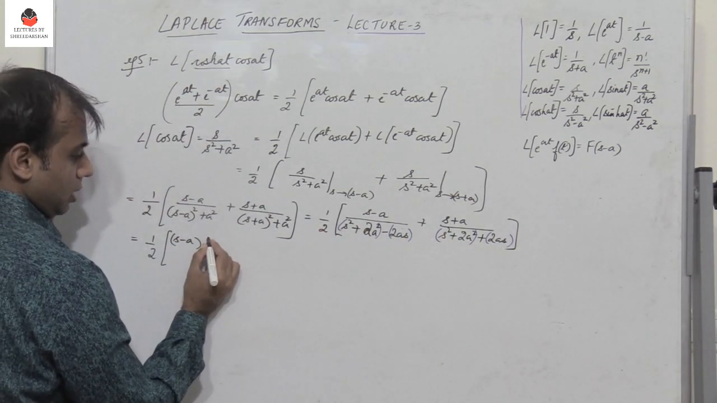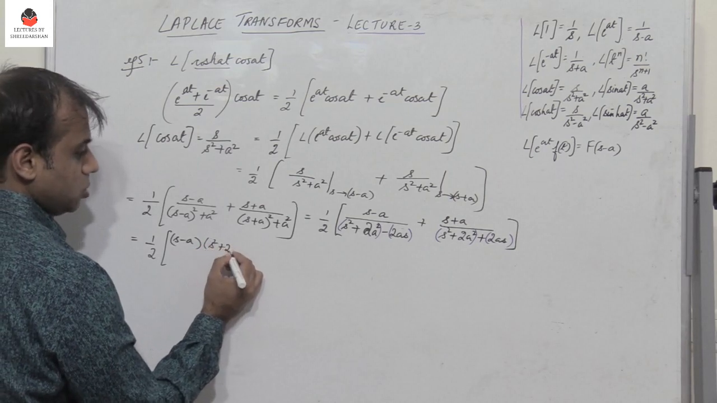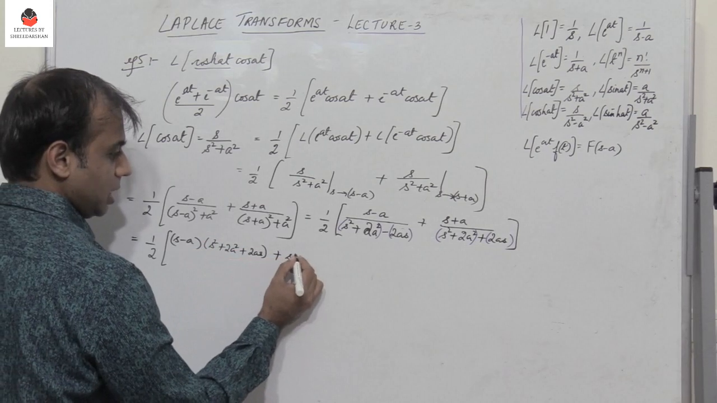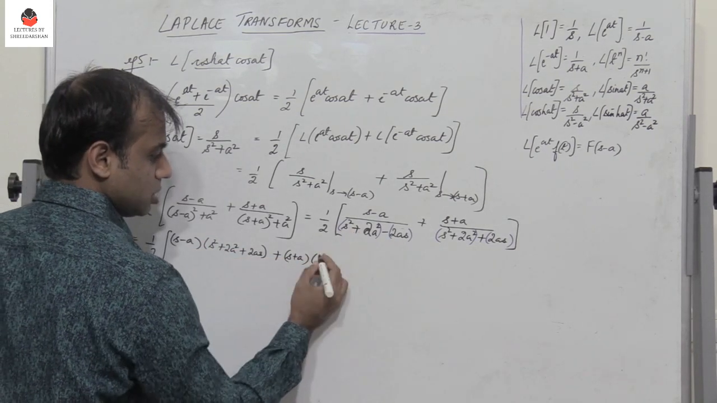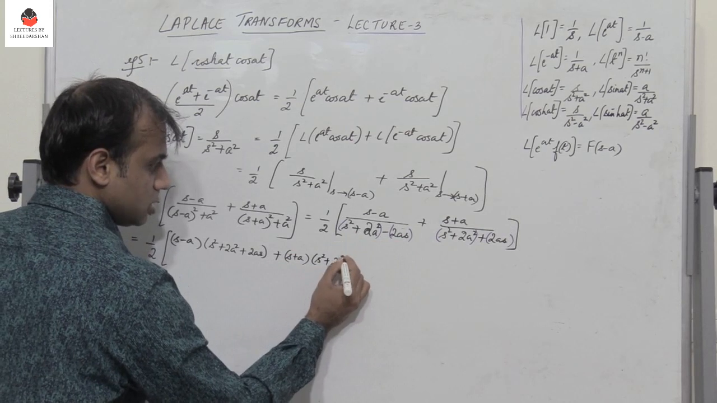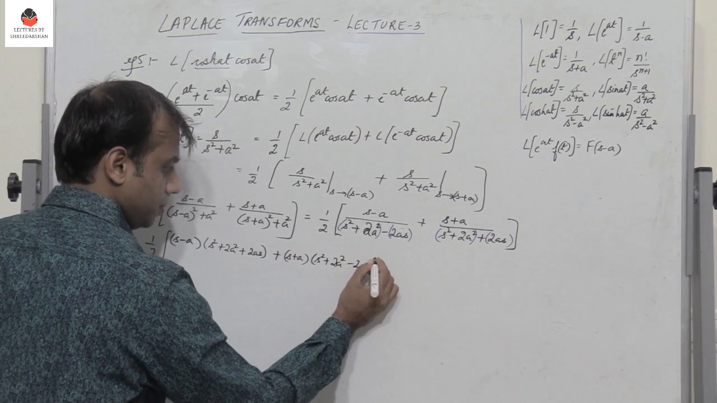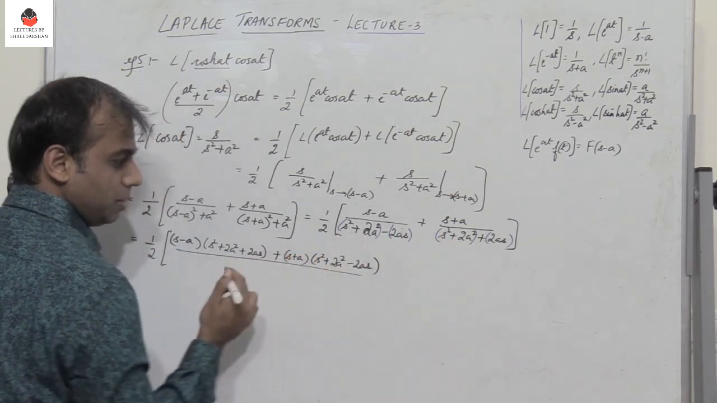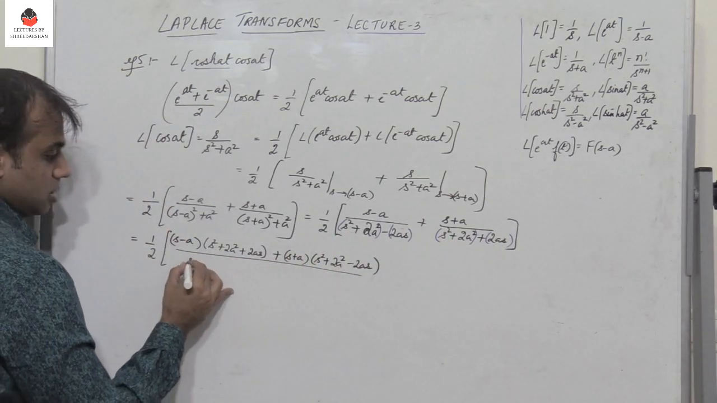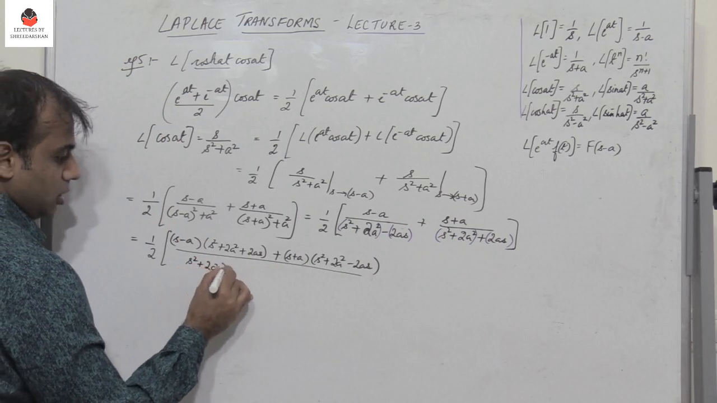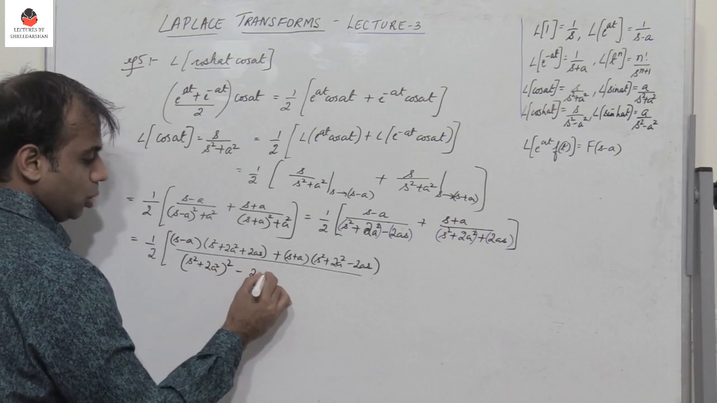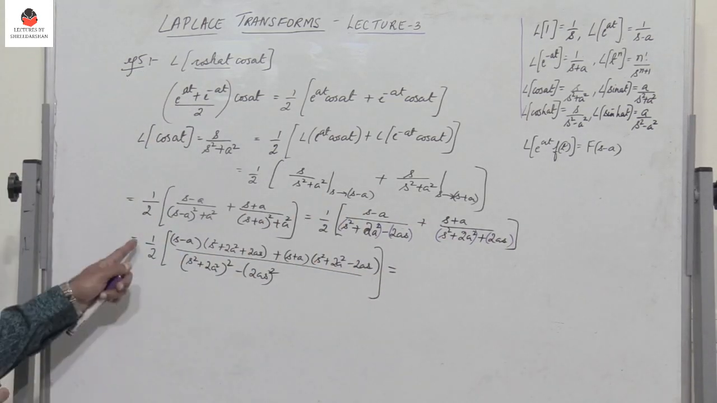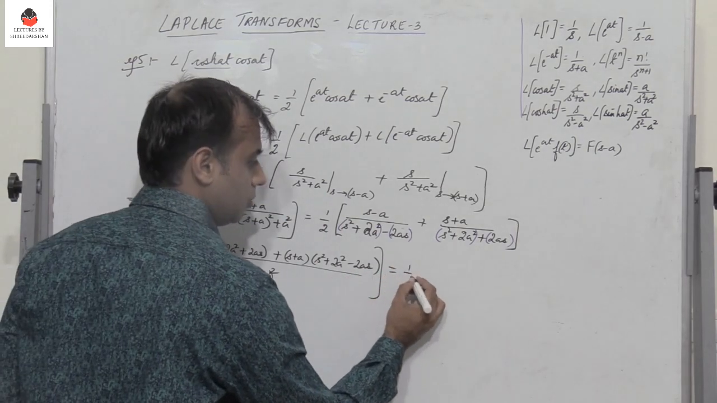So you have s square plus 2a square plus 2as, plus s plus a into this expression, s square plus 2a square minus 2as, divided by, so this is a minus b into a plus b, which is a square minus b square, s square plus 2a square the whole square minus 2as the whole square, right? So let me multiply. You have 1 by 2.